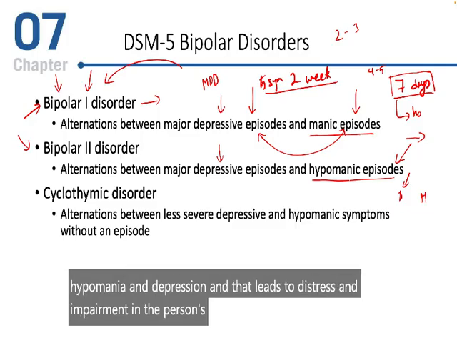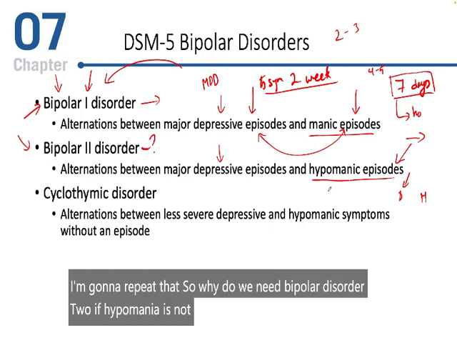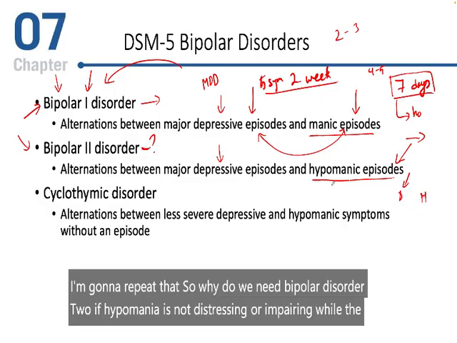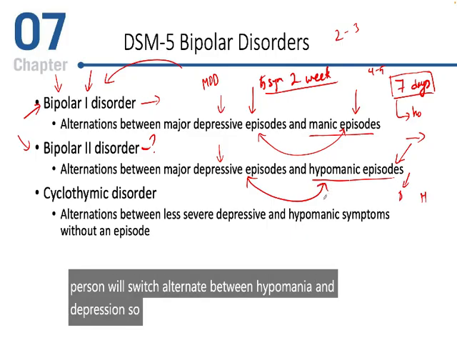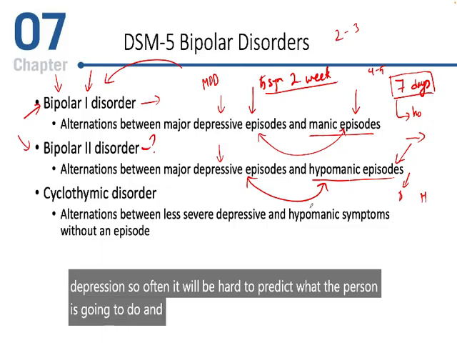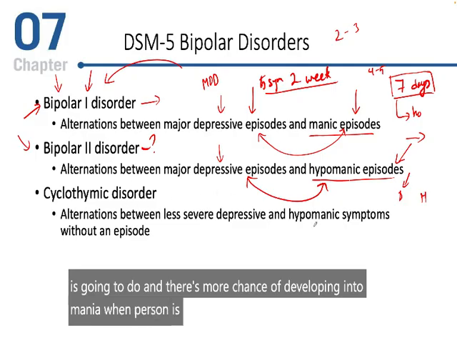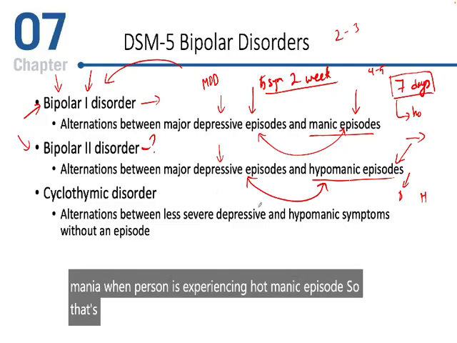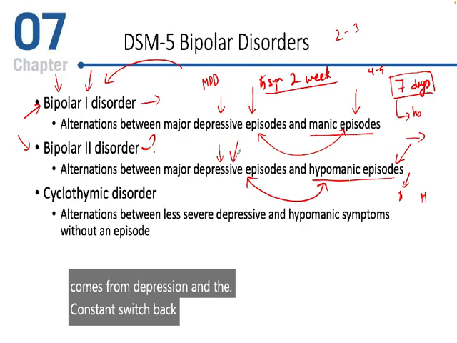I'm going to repeat that. So why do we need bipolar disorder 2 if hypomania is not distressing or impairing? Well, the person will alternate between hypomania and depression so often, it will be hard to predict what the person is going to do. And there's more chance of developing into mania when a person is experiencing a hypomanic episode. So that's why, and the more distressing or impairing part comes from depression and the constant switch back and forth, not particularly from the hypomanic episode.